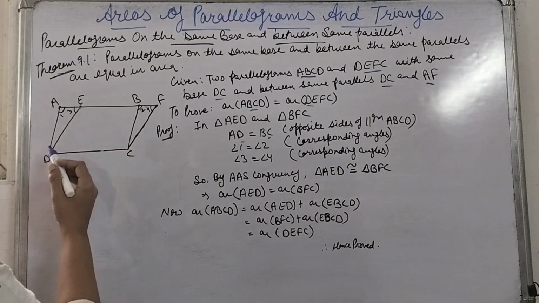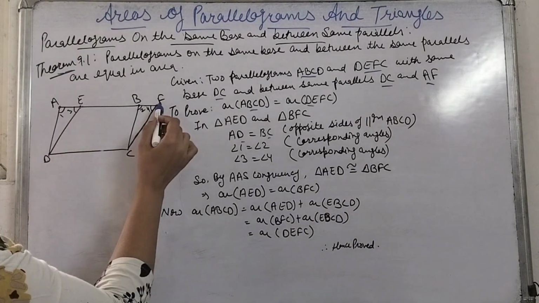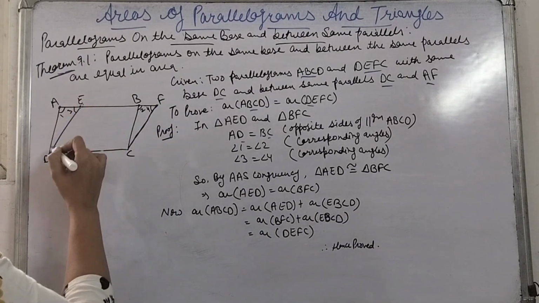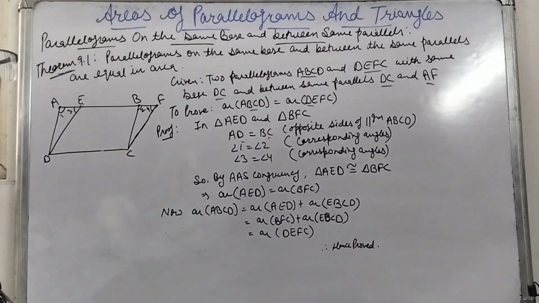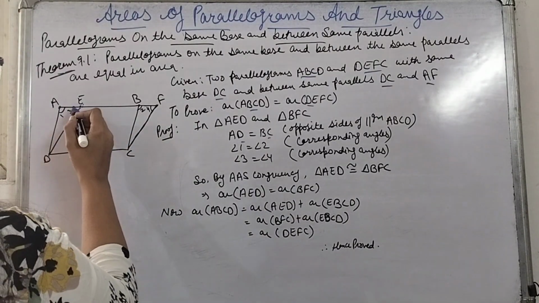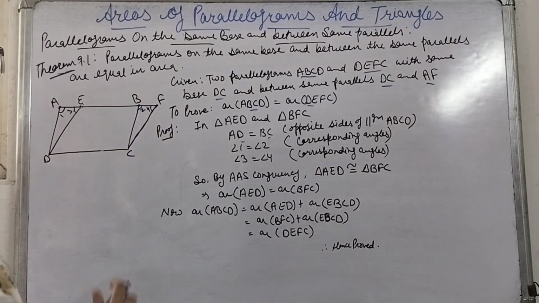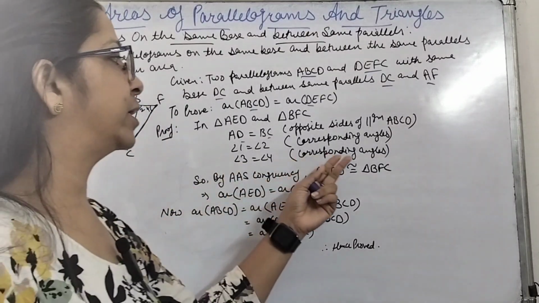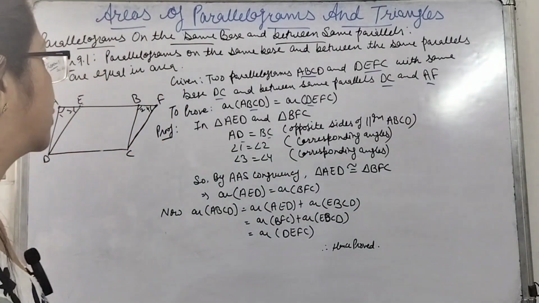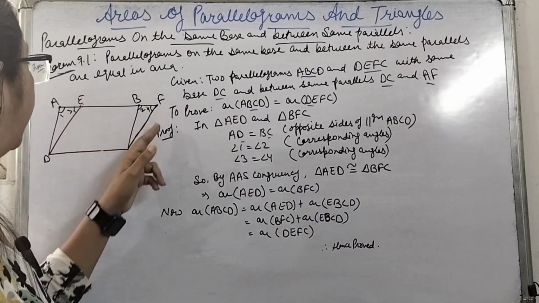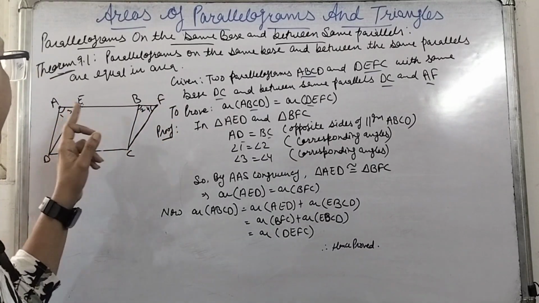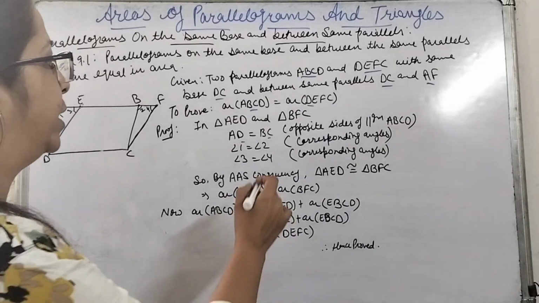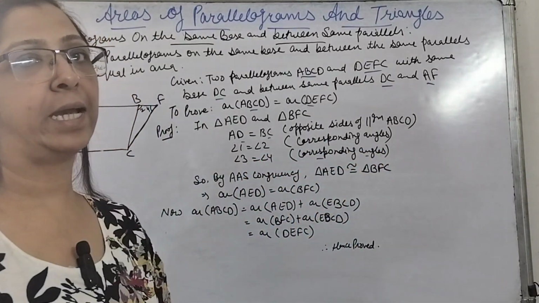Now if we consider the parallelogram DEFC, in this ED will be parallel to your FC because they are the opposite sides of the parallelogram, and in that case your angle 3 will be equivalent to angle 4 because they are even the corresponding angles. So for the parallelogram EFCD, ED is parallel to FC. That's the reason angle 3 will be equivalent to angle 4. They are your corresponding angles.